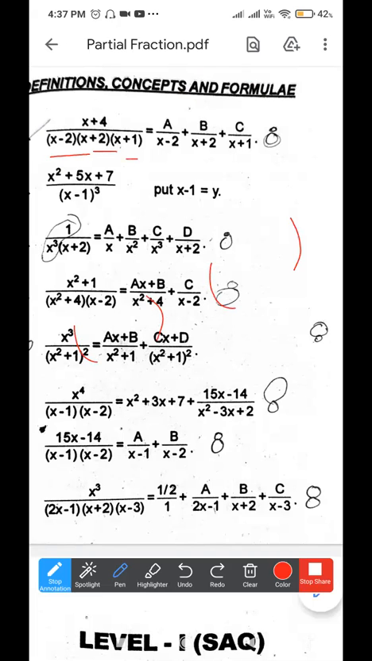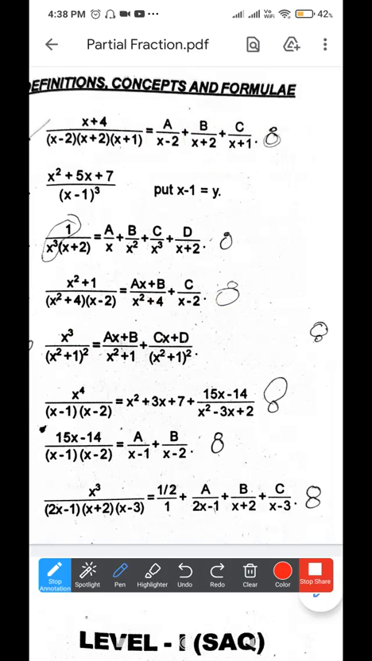There are no direct squares over here. It's not x square, x cube plus 5x square plus 6x. If it is in this form, then what will you do? You will write it as a by x minus 2, b by x plus 2, c by x plus 1. Okay.